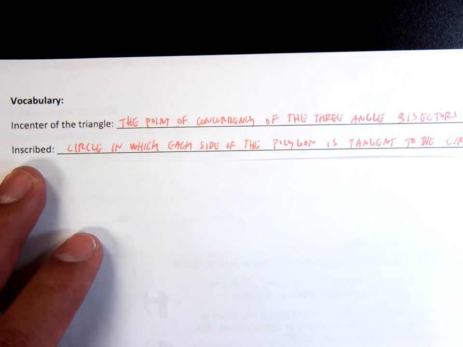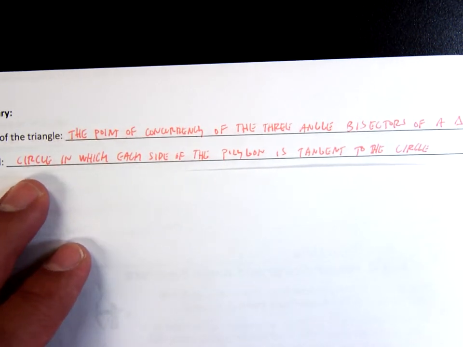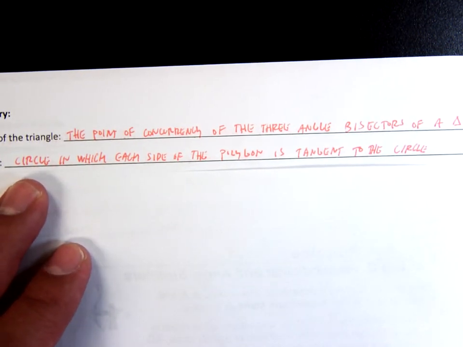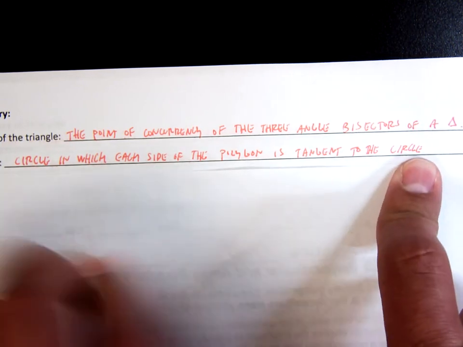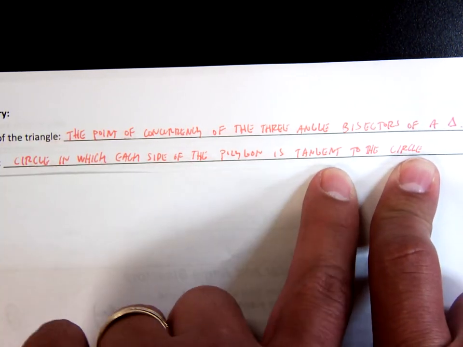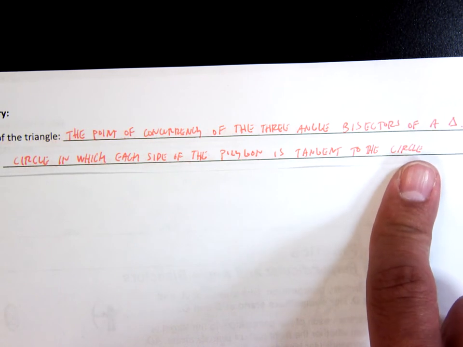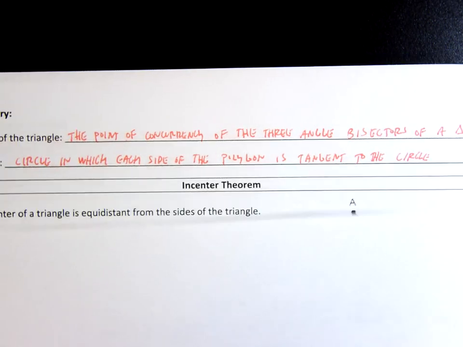Inscribed, what does it mean to be inscribed? It's a circle in which each side of the polygon, in this case a triangle, is tangent to the circle. Tangent means it touches in one spot. So I have a triangle basically trapped inside of a circle. We'll talk more about that later.